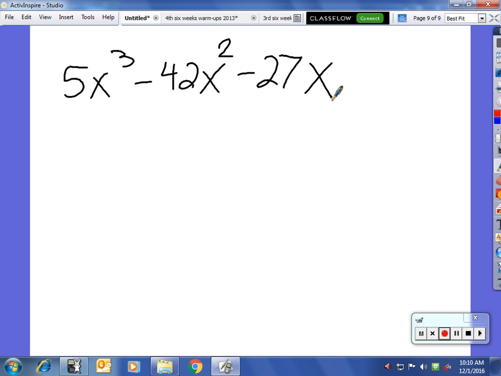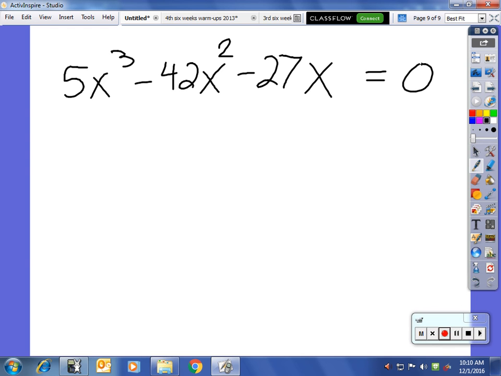Okay, we could solve this if it actually equaled something. Does this equal anything? No, so you can't solve this. Now, if it equaled 0, that's a completely different question. Now what would you do? You would solve it. Now, how do you solve it? By factoring. Okay, so yeah, we have to factor it, but the only reason why we can't solve this is because it doesn't equal anything.